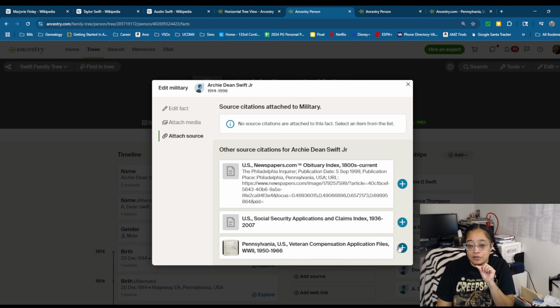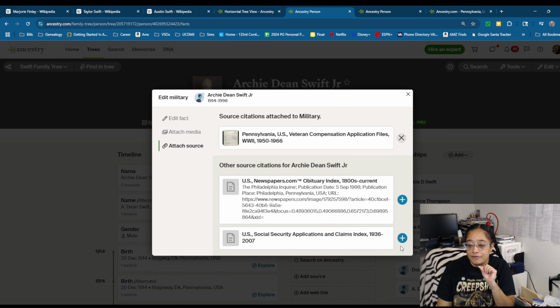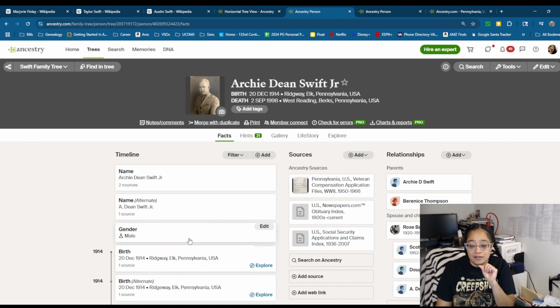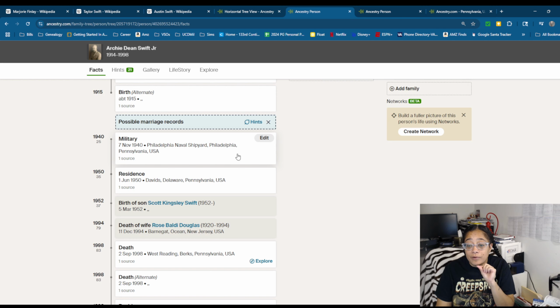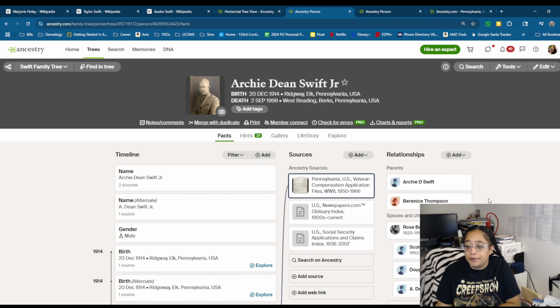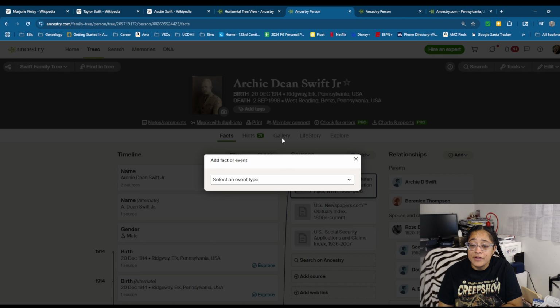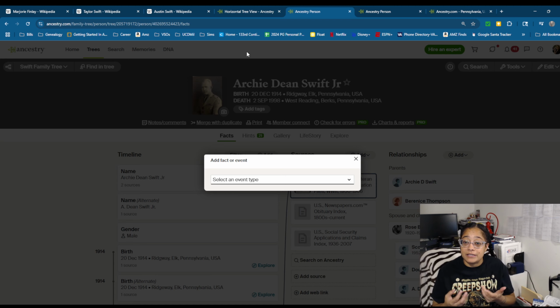Okay, so we're going to go to attach source, and then we're going to click the plus by the veterans files. So when this goes in down here, it already has that source attached to it. And then we're going to do the same thing for the date that he edited military service. You also see here you can add the military serial number in. It's not something I typically do because for most folks we're going to be able to very clearly see their name. Now if you are going to request military records from the National Archives, the military serial number is going to be rather important for you to have.